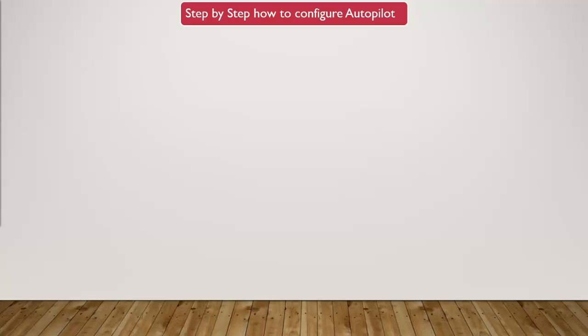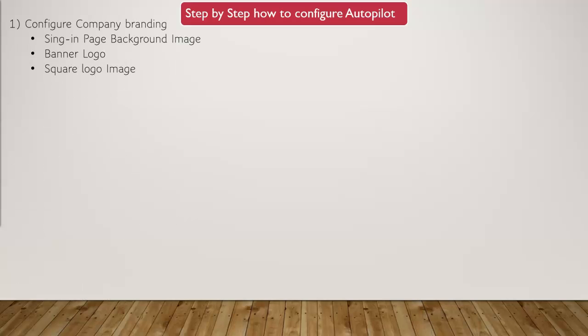Hello and welcome back. In this short lecture, we're going to learn about step-by-step configuration of Autopilot in the Microsoft Intune portal. To begin with, the first configuration is company branding, which is a specific logo and specific settings within your Azure portal. So let's begin with how to configure that, then we will come back to the other four or five different settings.